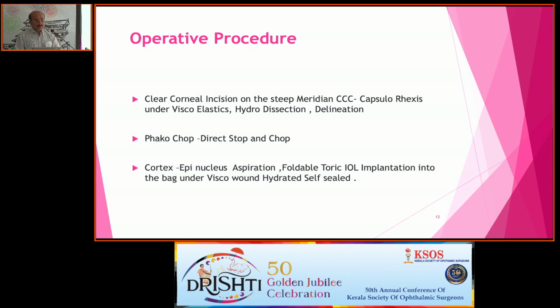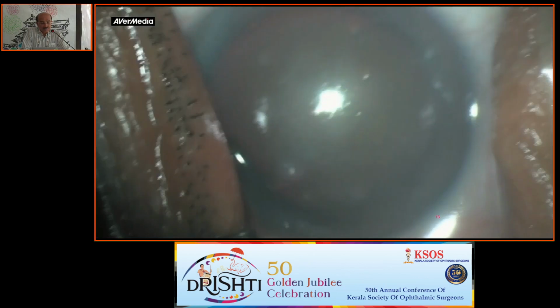This is the operative procedure: clear corneal incision on the steep meridian, capsular axis. In case toric lenses were used, we marked using a slit lamp and the toric marker. Then under viscoelastic, hydrodissection, hydrodelineation, phaco chop, direct chop, cortex and epinucleus aspiration, foldable toric IOL implantation in the bag under viscoelastics, self-sealed wound hydration. Small video presentation.